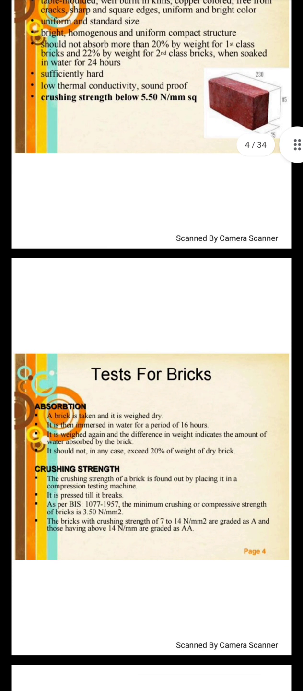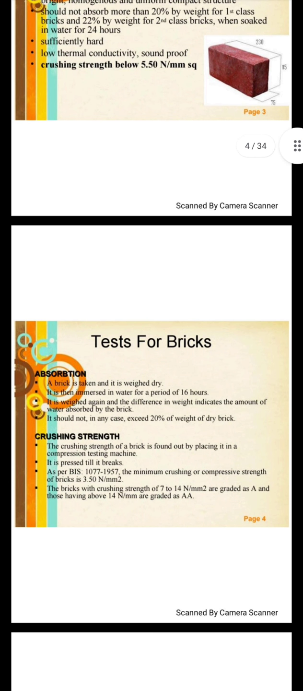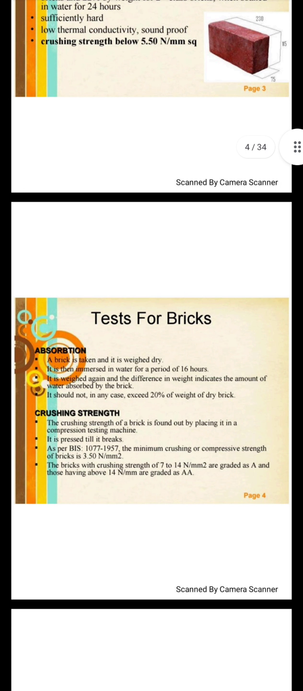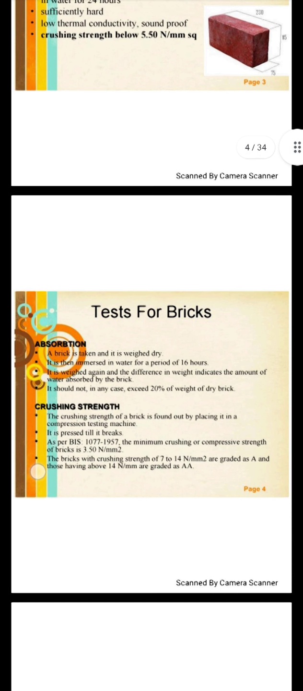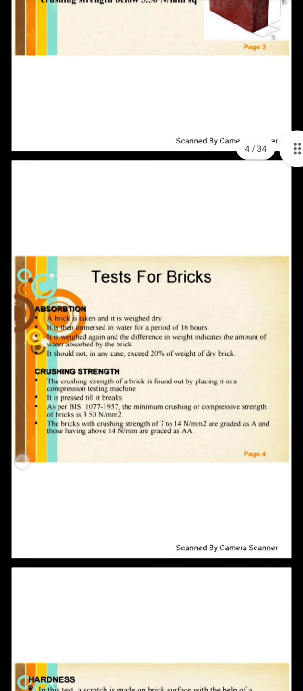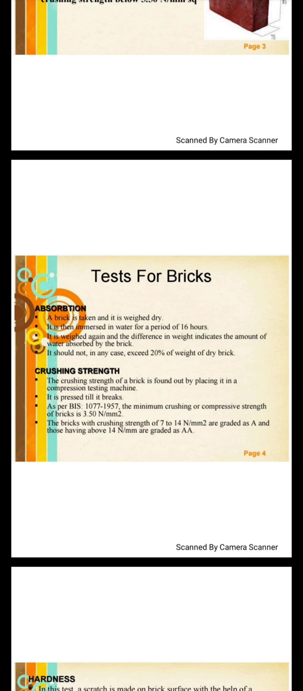The next thing is tests for brick. First, the absorption test. A brick is taken and weighed dry. It is then immersed in water for a period of 16 hours. These are all the steps of the absorption test for brick. The third point is that it is weighed again and the difference in weight indicates the amount of water absorbed by the brick. The fourth point is that it should not in any case exceed 20% of the weight of the dry brick.